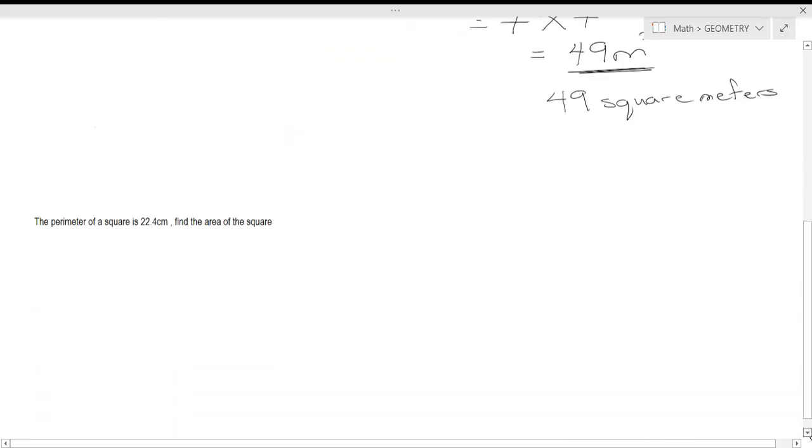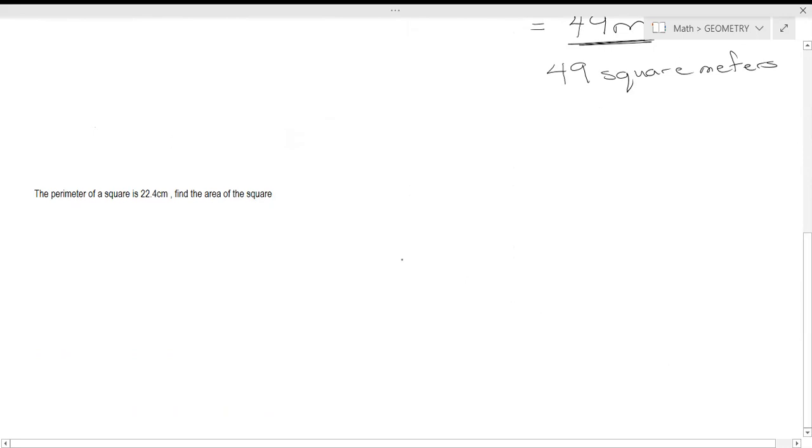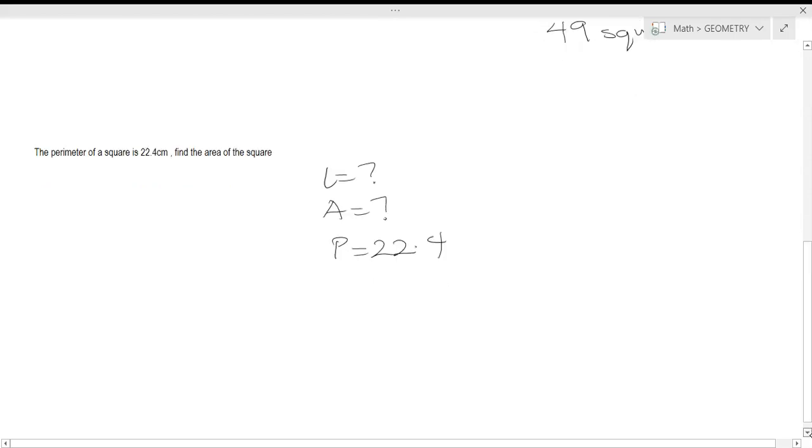Now let's go to this question. They didn't give us the L, but the perimeter of a square is 22.4 centimeters. Find the area of the square. So what's our L? We don't know. What's our area? That's what we're trying to find. And what's the perimeter? It's 22.4. So how do we find the area?